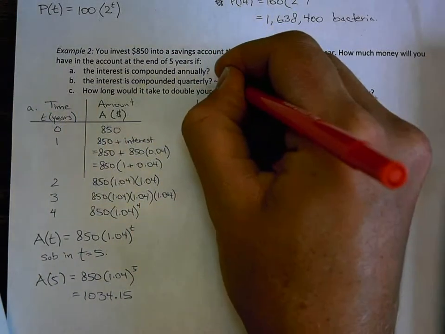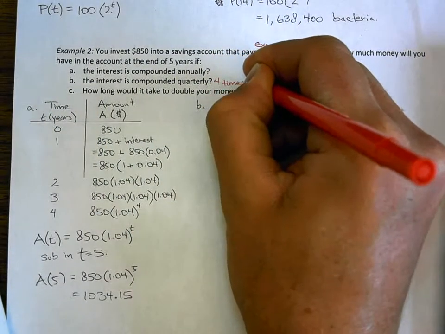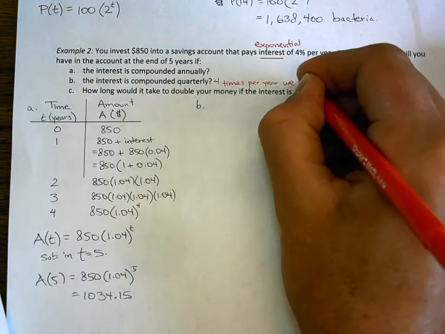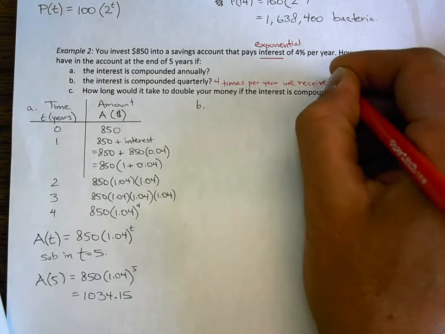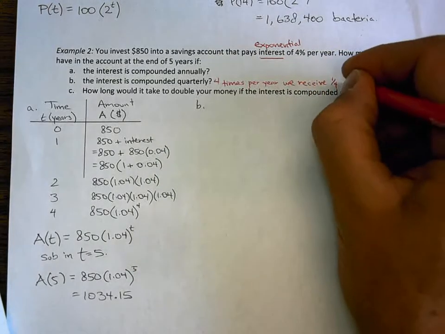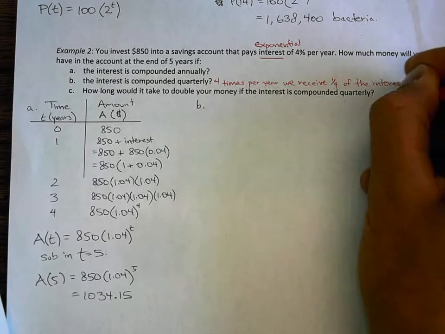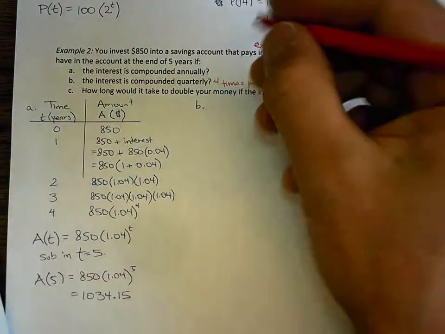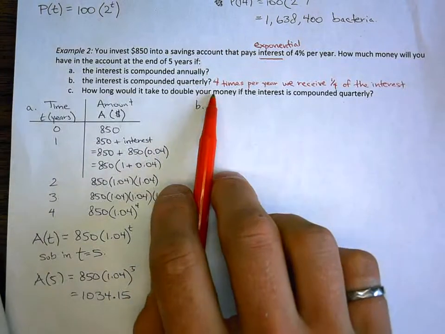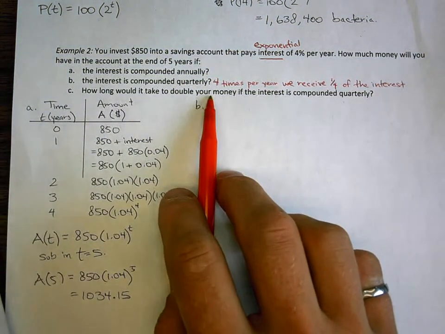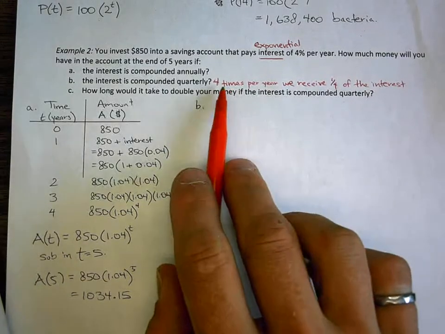So 4 times per year, we receive 1/4 of the interest. So it's not like we get 4% every year, or 4 times a year. This means we get 1% at the end of March, 1% at the end of June, 1% at the end of September, and then 1% at the end of December. So that's how quarterly works.